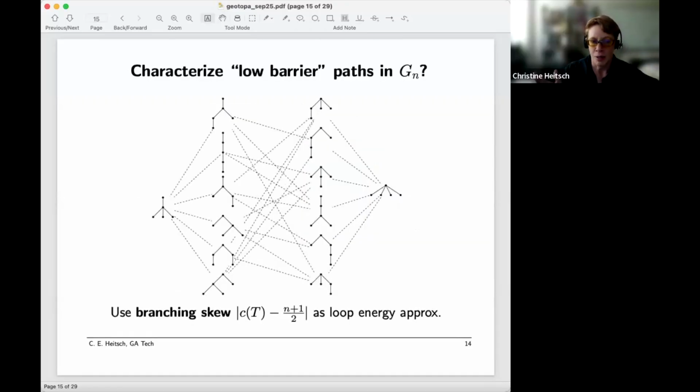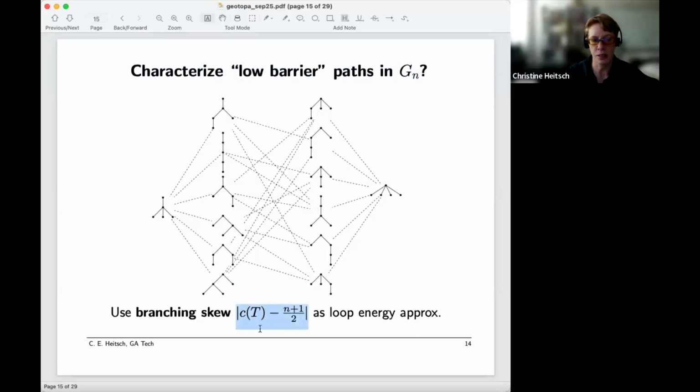So if we go back to our graph, then the problem here is that the paths are all taking us through these very high branching degree trees. So I proved to you that any two trees are connected by a path, but that path has to go through this tree, which would be prohibitive if we're thinking about it in terms of barriers. And so we're going to think about this characteristic of branching skew here.